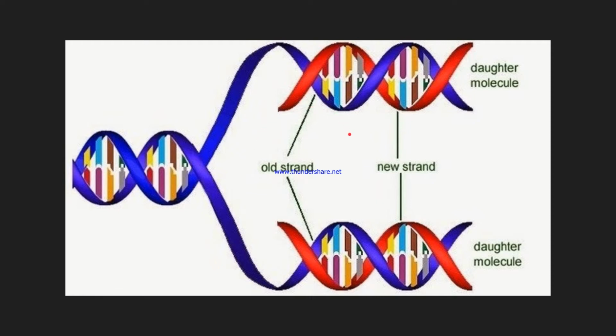As you can see in this diagram, the old strand, the parent strand of DNA, is this bluish purplish color, and the daughter molecules each have one strand of this bluish purple and one strand of red, which is the new DNA. So that's how semi-conservative replication works.